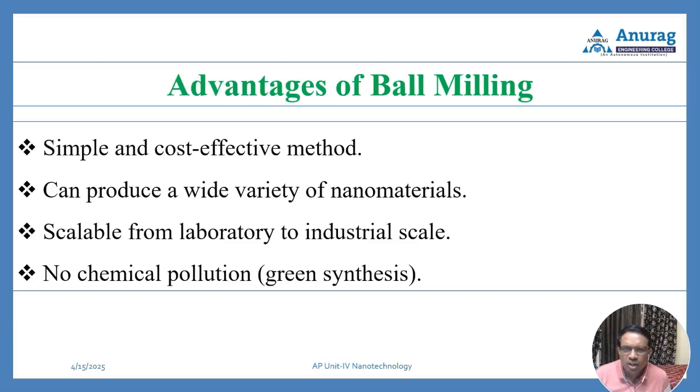Then what is the advantage of this ball milling? Ball milling is a simple and cost effective method. It can produce a variety of nanomaterials and is scalable from laboratory to industry scale, so a large quantity of material we can get. If we optimize the conditions at the lab level, then we can scale it, and there is no chemical pollutant. Basically it's a green synthesis, no waste material comes out.